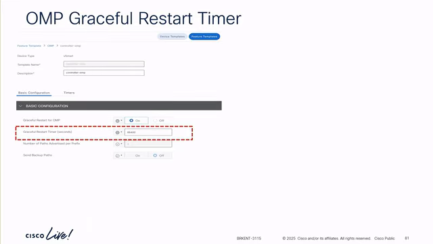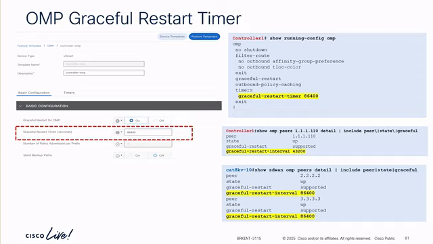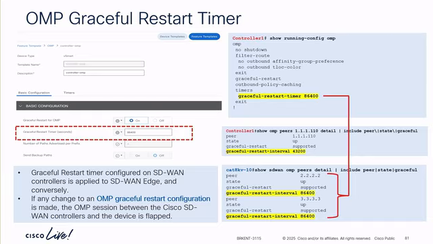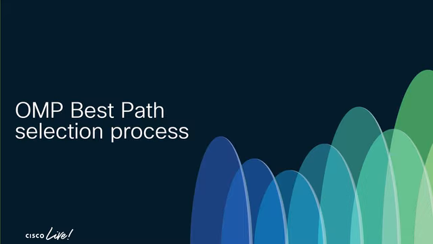The other thing which we need to remember is that we can change the graceful restart timer also. But the change which we make on the controllers will be reflected on the WAN edge devices and vice versa. So if we change the graceful restart timer on the controller, it will be applicable on the WAN edge device. Here, in this example, we changed the timer on the controller, and here you can see that it is applied on the WAN edge devices. If we make any changes in the graceful restart timer, then the OMP peering will be reestablished, because in the handshake packet we can see that the graceful restart timer has to be negotiated between the peers. So now we're going to talk about how the OMP best path selection process works.